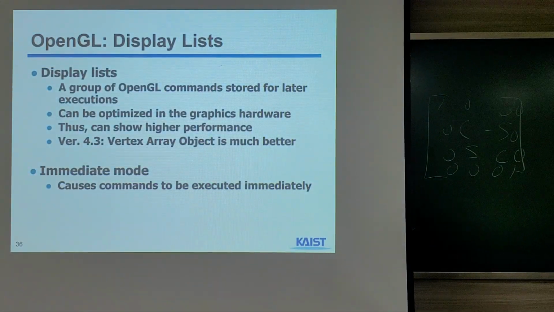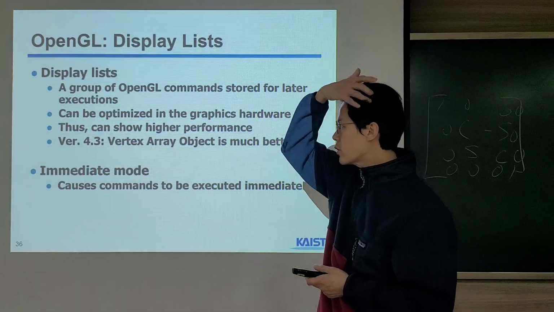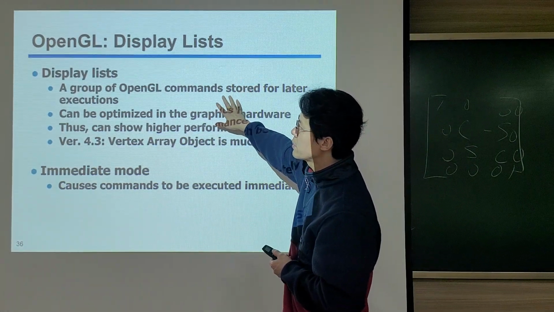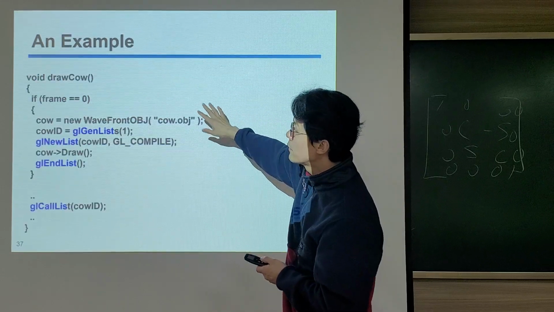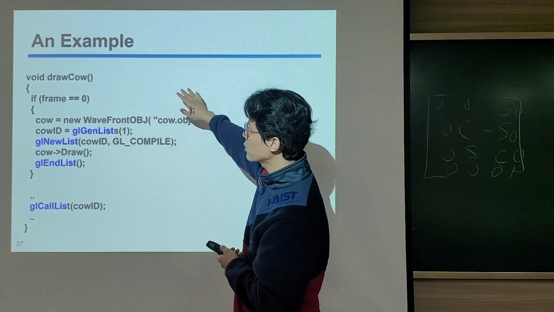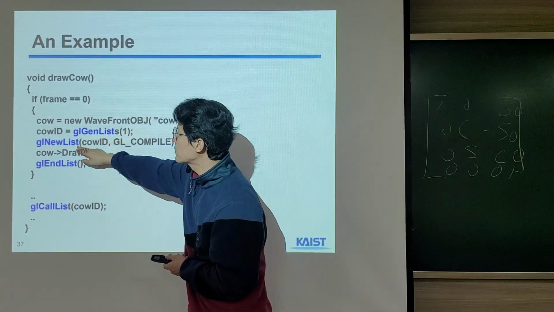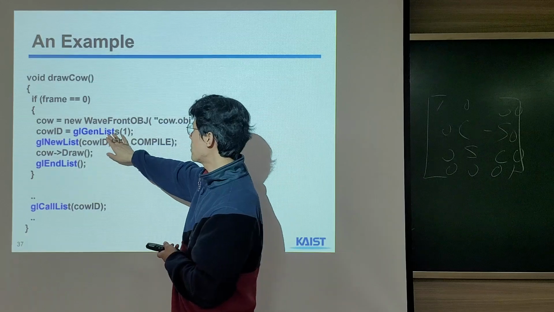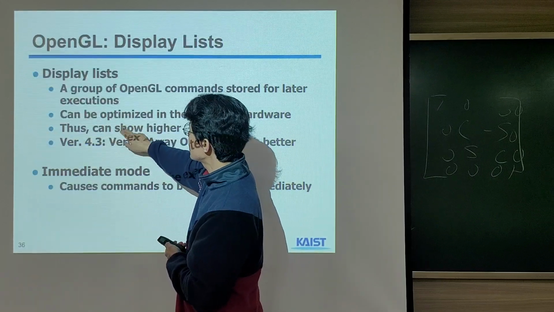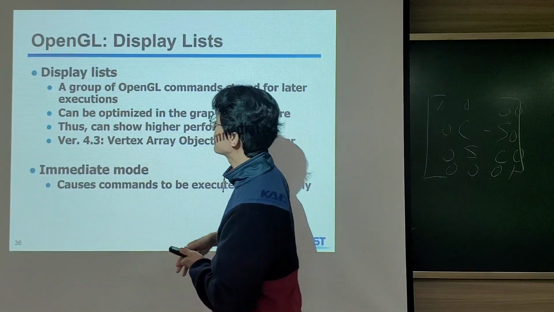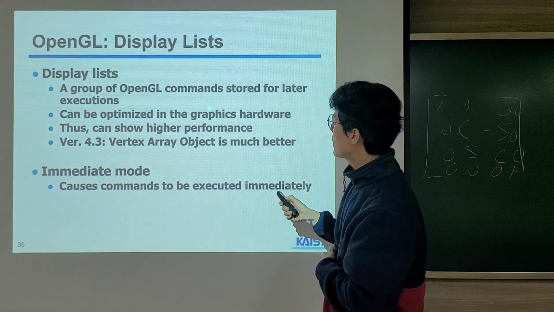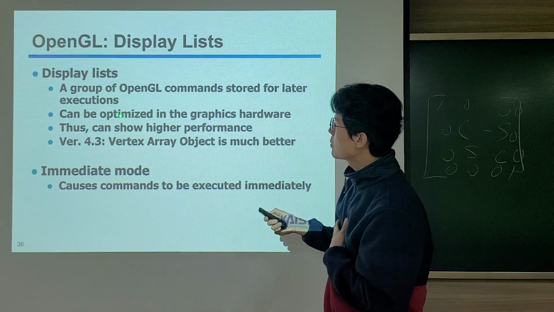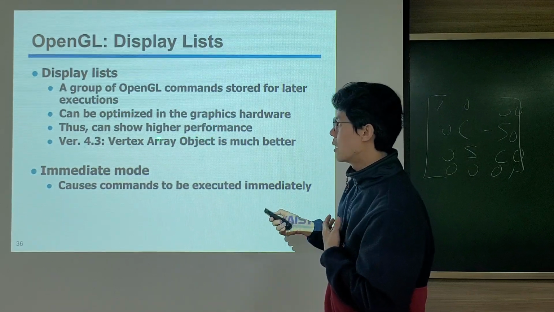If you look at its source code, it uses this kind of display list. It uses OpenGL commands that generate a list. The display list is a group of OpenGL commands stored for later execution. We do this because it can be optimized in the graphics hardware.